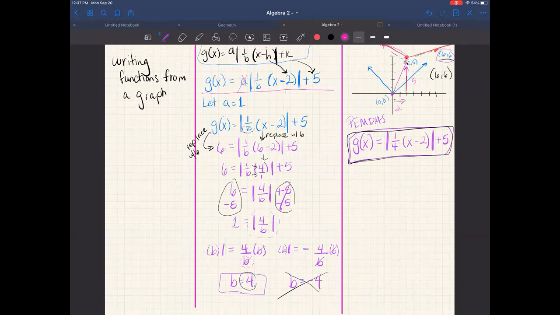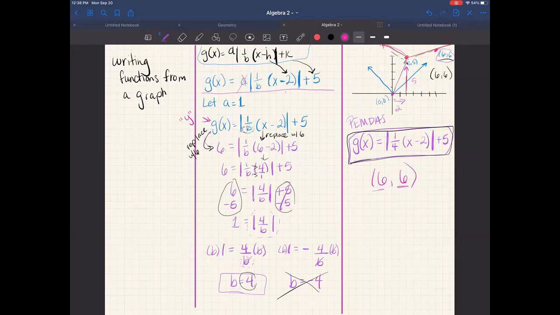Now I need to figure out what B is. That's the one thing I'm missing. So on my graph, they give me a second point at 6, 6. So now I'm going to replace my g of x, which remember is my y, which is 6, and I'm going to replace my x, which is conveniently also 6. So they could have given me any numbers. They made it simple, right? 6 and 6, but they could have given me 5 and 2. They could have given me 3 and 7. They could have even given me negative values, but they gave me 6 and 6.